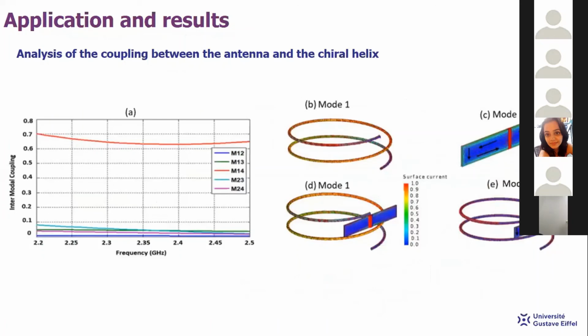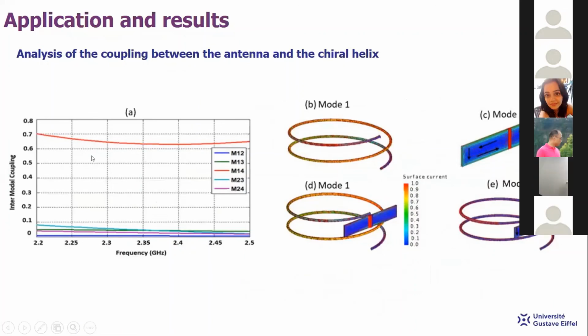To better understand the energy compensation between the dipole and the chiral helix, we propose to study the intermodal coupling, the reaction between the modes. So here is the intermodal coupling of the first 4 modes. As we can see, the higher values are for mode 1 and mode 4, and the other modes are almost negligible.